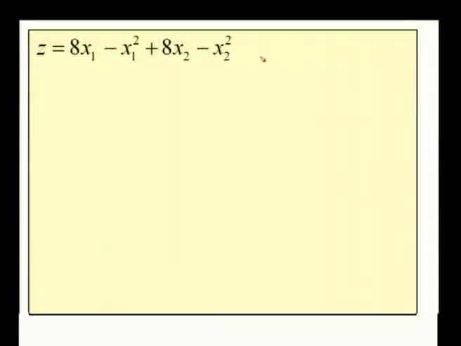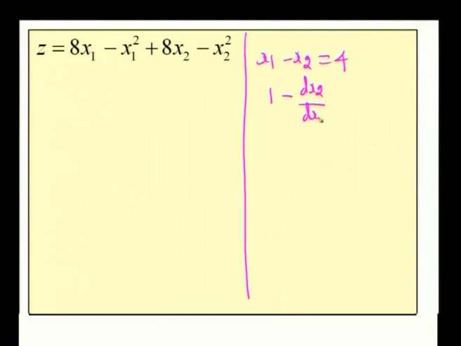Now, we go for the other case. We will consider the line x1 minus x2 equal to 4. Now, we will find the gradient of this line, which gives 1 minus dx2 by dx1 equal to 0. From this, we have dx2 by dx1 equal to 1. We name it equation 3.